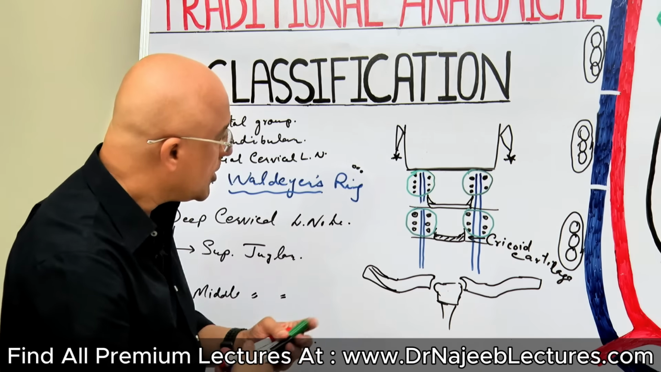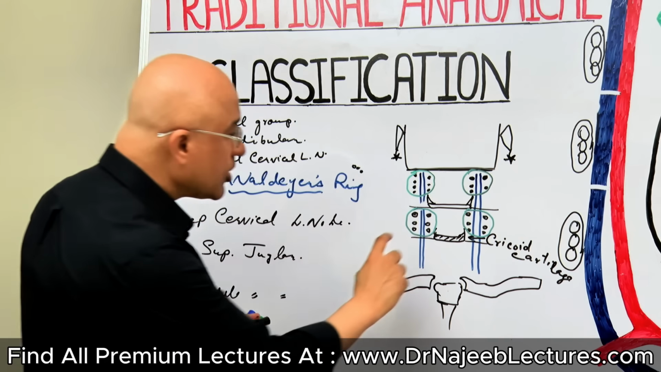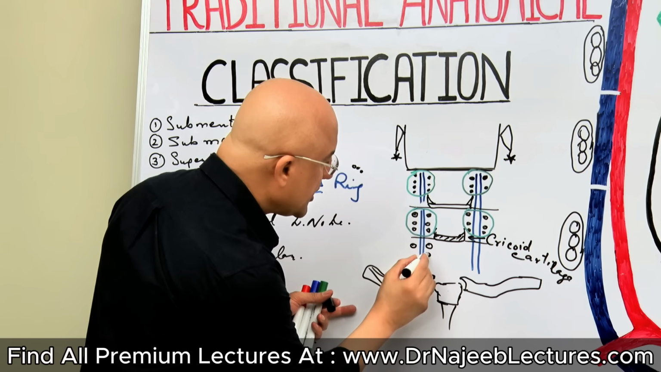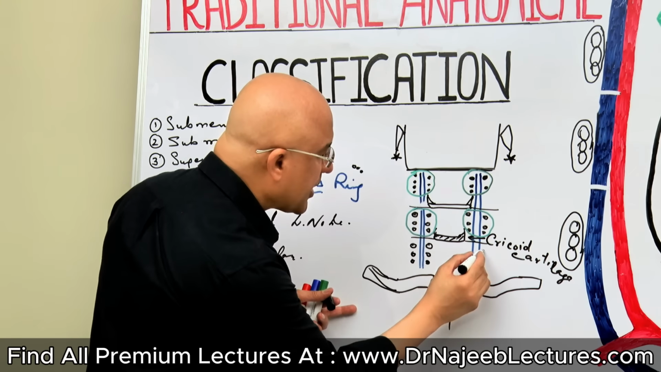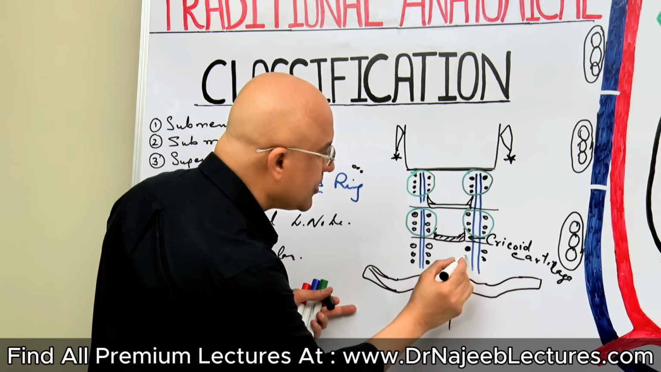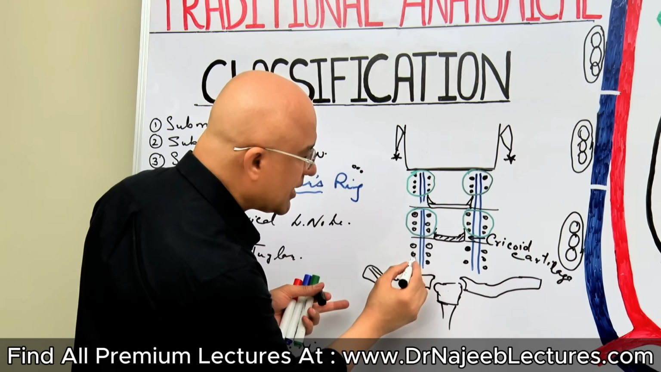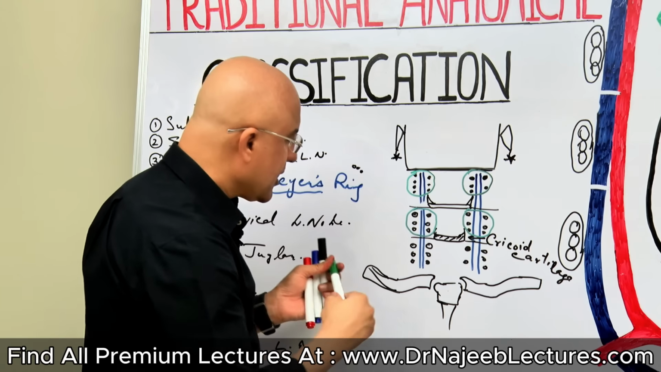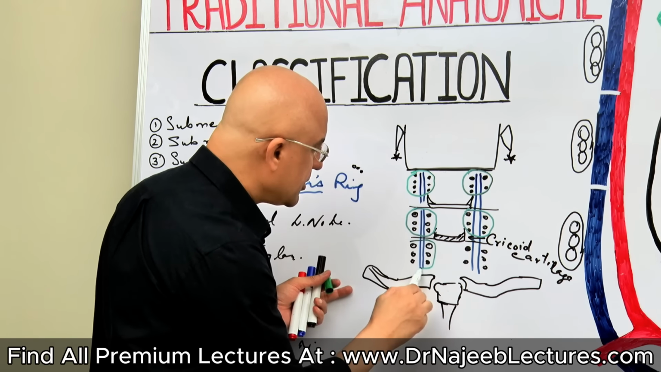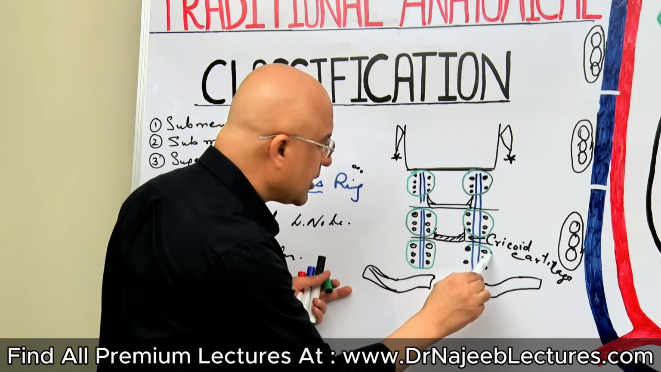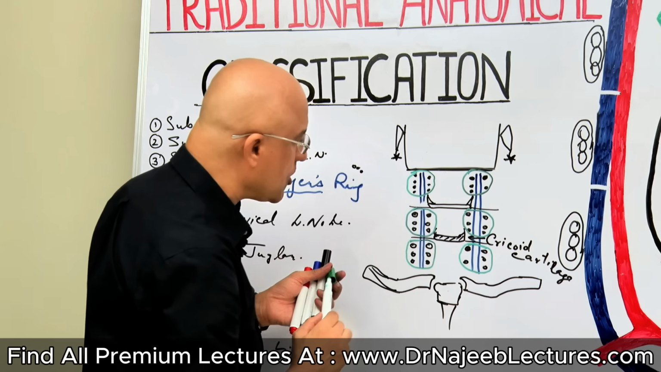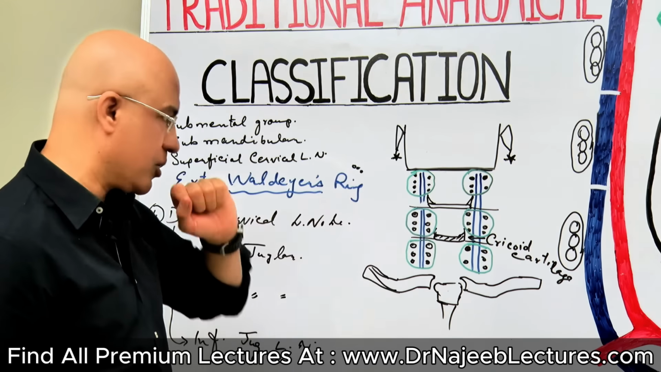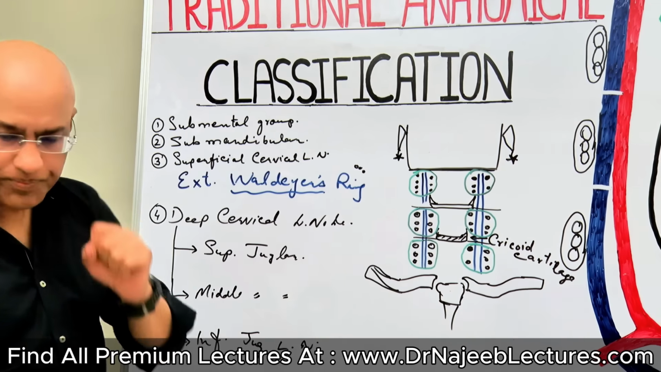Now, the inferior group is along the lower third of the internal jugular vein, and this group of lymph nodes is present below the cricoid cartilage and above the clavicle, right? So in this way we have divided the deep cervical nodes, the jugular nodes which are along the internal jugular vein, into three groups: upper group, middle group, and lower group. Right? Now, a few important points.